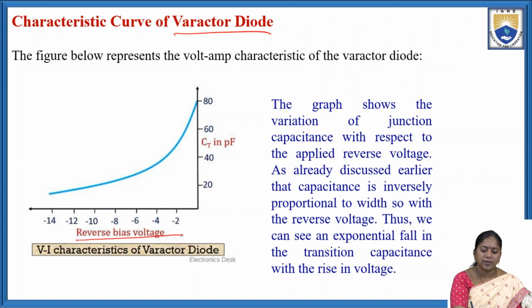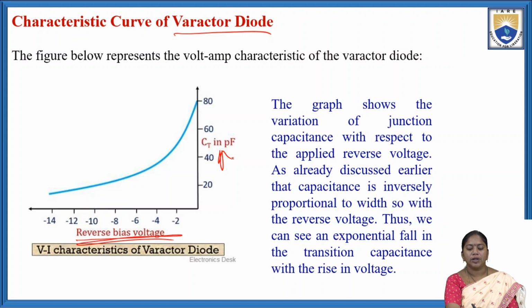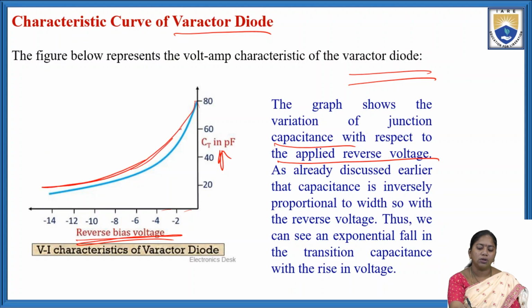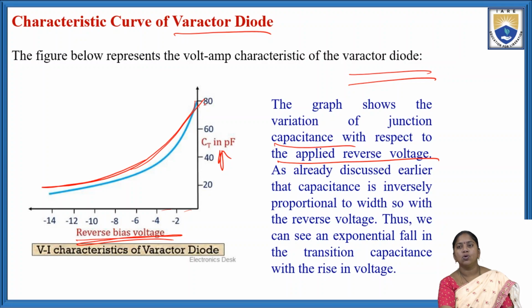The reverse bias voltage is taken on the negative x-axis and the capacitance on the y-axis. The graph shows the variation of the junction capacitance with respect to the applied reverse voltage. If you change the applied reverse voltage, the capacitance also varies according to the variable voltage.